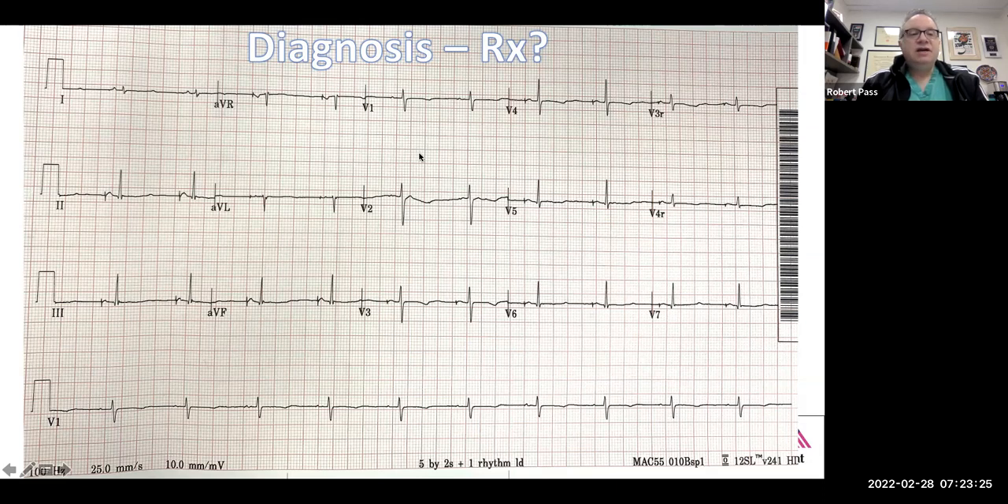This gives you a good example of why I don't love it when all we have is one rhythm strip from a monitor. If I just showed you lead V1 and asked what rhythm the patient is in, you would say sinus rhythm. But if I showed you lead 2, you would say atrial paced rhythm. So it's important to always look at multiple leads, but if you're seeing pacing spikes in a lot of different leads, the chances are the patient is being paced.